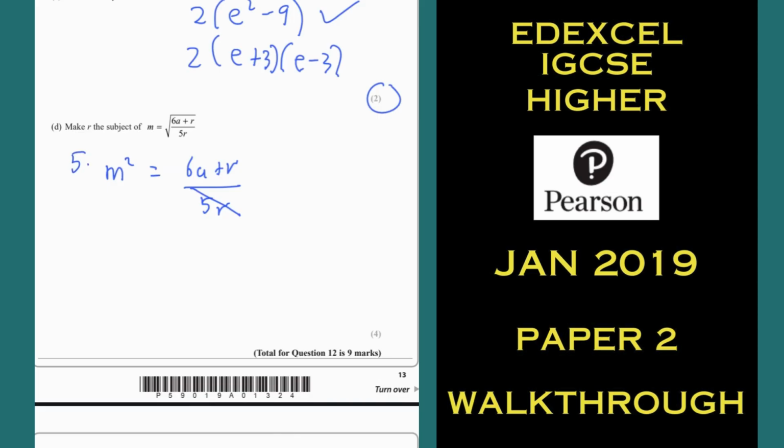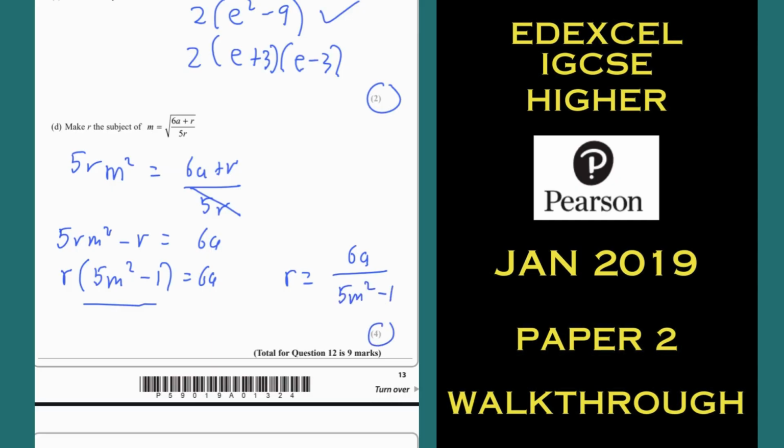I'll cheat here because I run out of room with my electronic pens. If we want to make r the subject, we've got to get the r's on the same side, because when r is in more than one place, you have to isolate them and factorize. So take the r out. 5m squared minus 1. We're nearly there. So to be able to write r equals, we now divide both sides by the brackets.